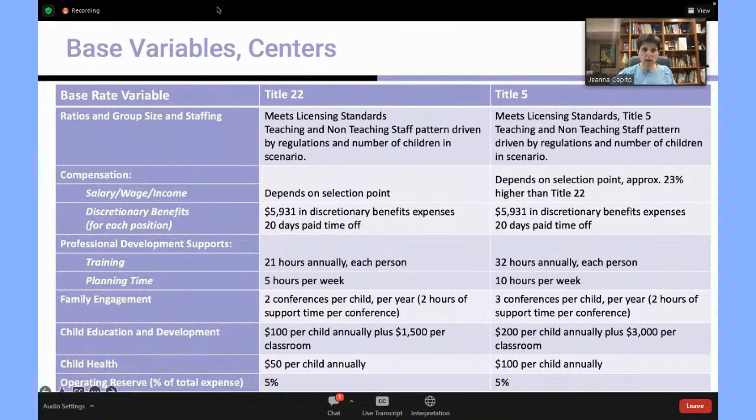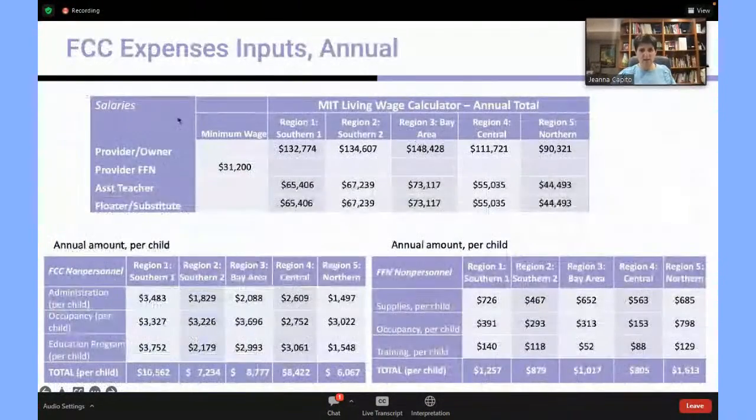All right, so we're going to take a quick look at the same values for family childcare before we look at the center-based scenarios. So same information for family childcare, but on one slide. So we've got the salary information or position costs for family childcare on the same slide as those non-personnel values. And it does happen to include family childcare and FFN on this slide.